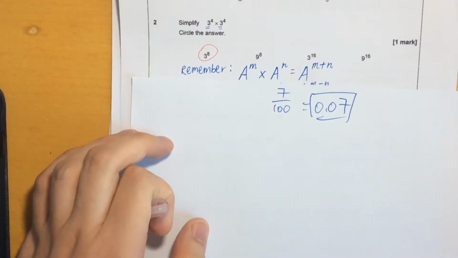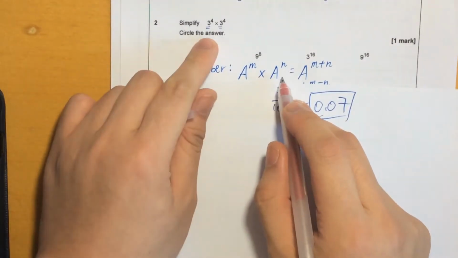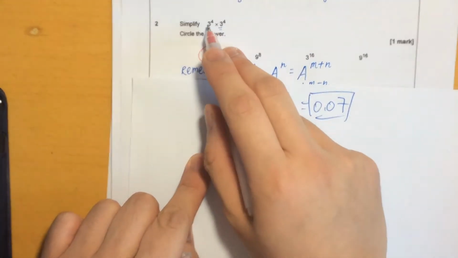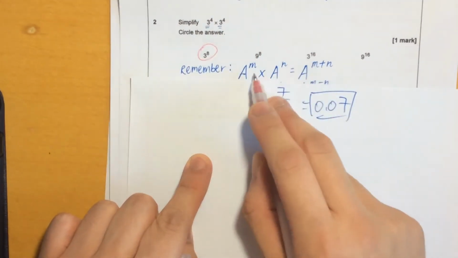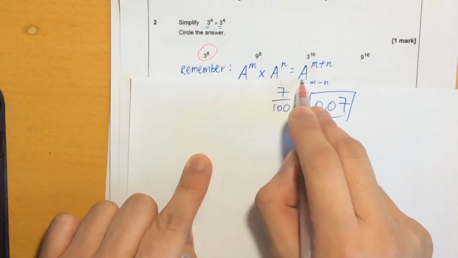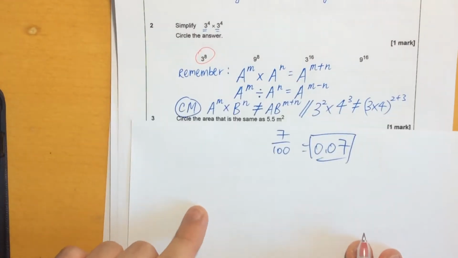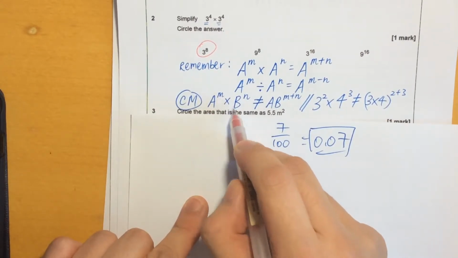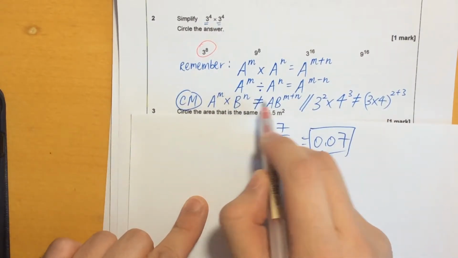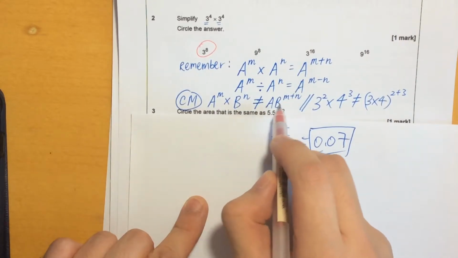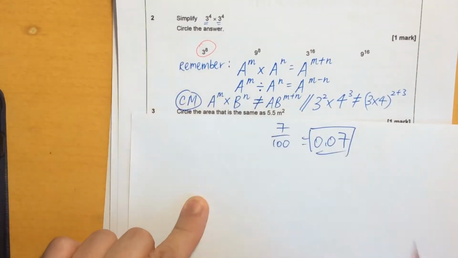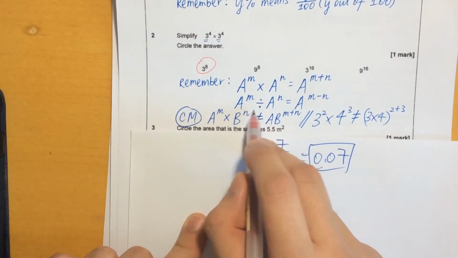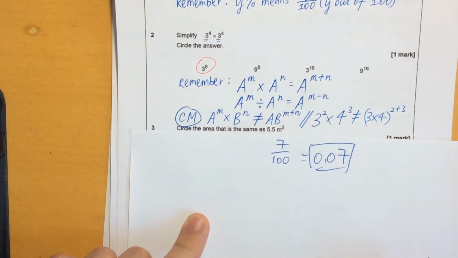So remember, if they have the same base like 3 in this question, and obviously they might have different numbers, like maybe 2 and 4, then you get 6. Just add them together. But remember, they must have the same base. For example, if you have a different base, like a to the power of m times b to the power of n, that does not equal a times b to the power of m plus n. You cannot do that, okay? It has to be the same base. Similarly for division, you just subtract. You probably know this by now.